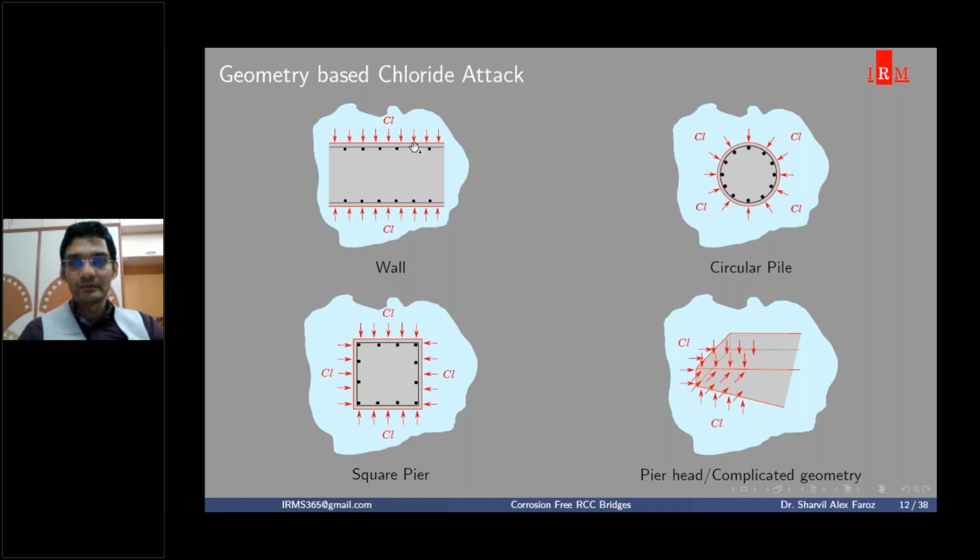If it is a thin wall member, then, as you can see, perpendicular diffusion will take place. If it is a circular pier, then radial diffusion of chlorides will take place. If it is a square pier, then the diffusion will take place in a two-dimensional manner. And if it is a complicated geometry like the pier head, then it is a three-dimensional attack of the chlorides. So the shape also affects your deterioration factor. Each shape will have its own unique deterioration model or deterioration performance, so you have to keep that in mind.